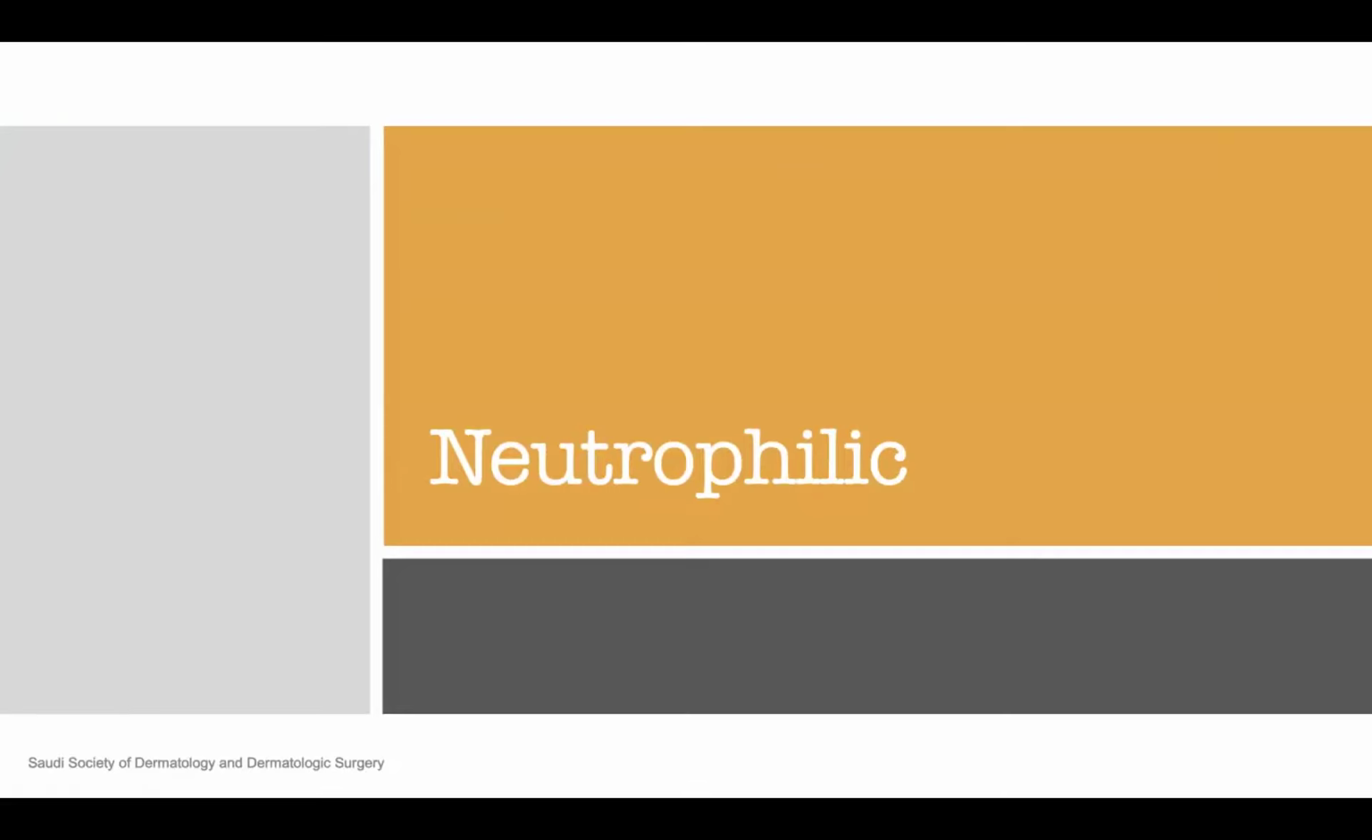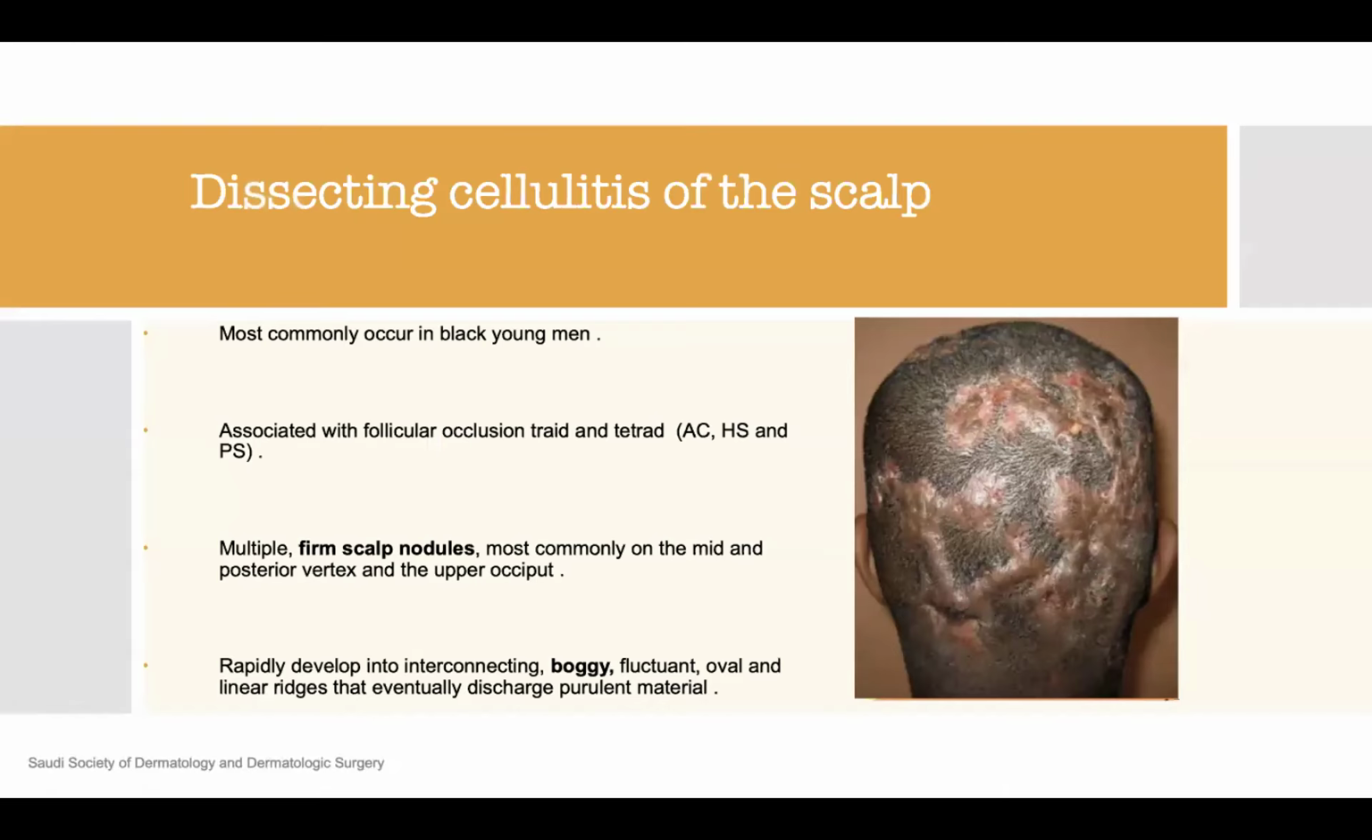So let's move on. Now we're done with the lymphocytic group. We will move to the neutrophilic group. The neutrophilic group consists of dissecting cellulitis of the scalp. Dissecting cellulitis of the scalp is commonly seen in young Black men. It's part of the follicular occlusion triad or tetrad, in addition to acne conglobata, HS, and pilonidal sinus.